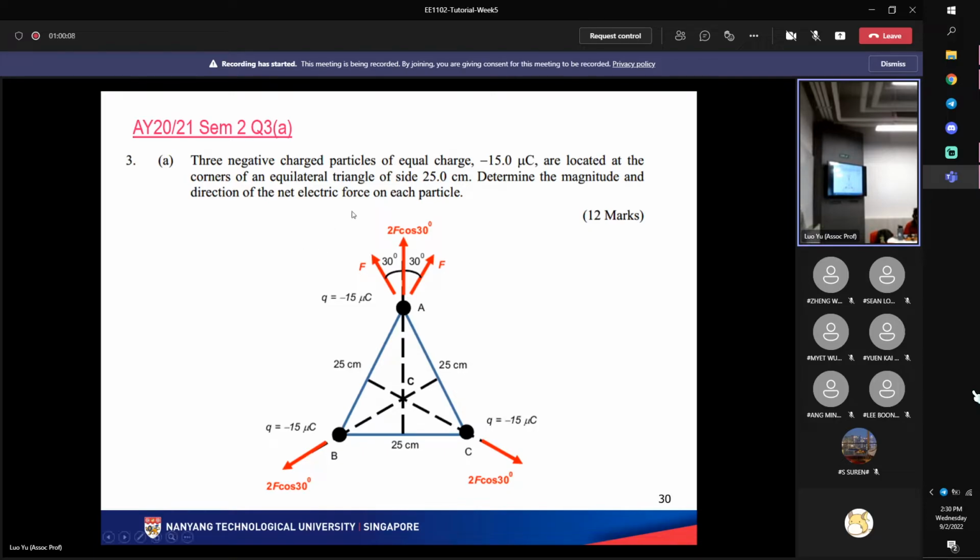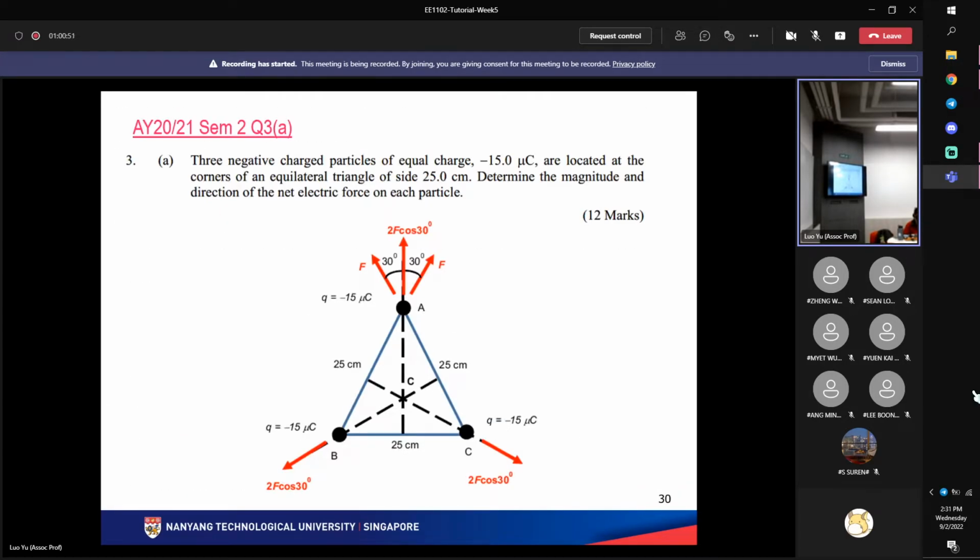Here I have three negative charges, equal to minus 15, on the corners of an equilateral triangle, and the side length is 25 centimeters. I want you to determine the direction and the magnitude of the net force on each particle. Because this is an equilateral triangle and all three charges are the same, the total force on each charge should be the same. Once we get the total force of one charge, we can get the others without any further calculation.